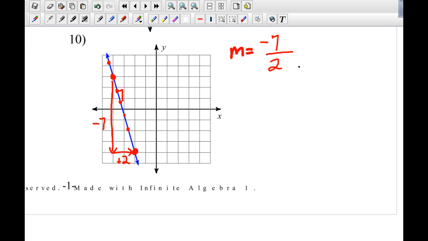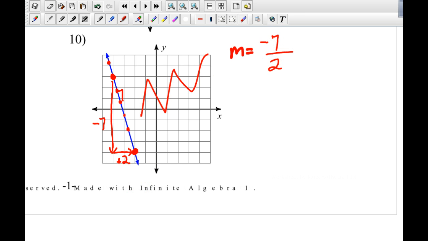Okay, slope is a direction thing. So you can see this line is going in the same direction the whole time, which means the slope is not going to change at all. If it was like the stock market going up and down, well, that's different slopes, and those are going up and down. But as long as you have one straight line, that means you have one slope.